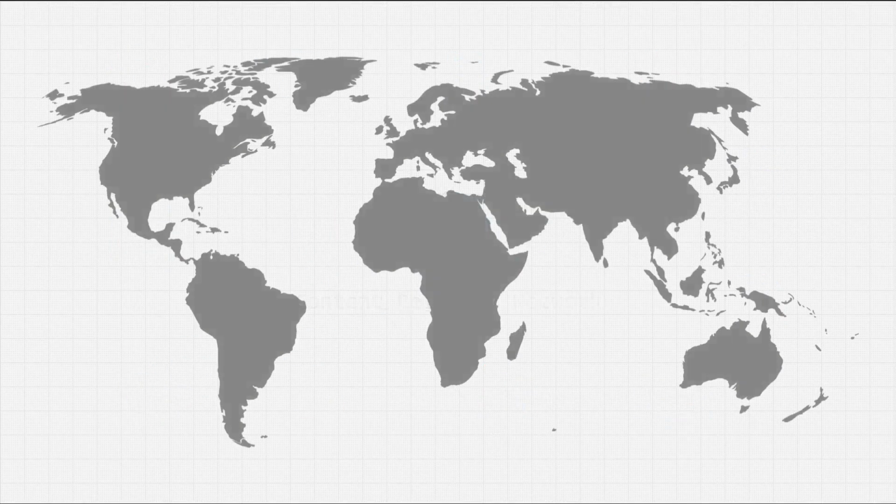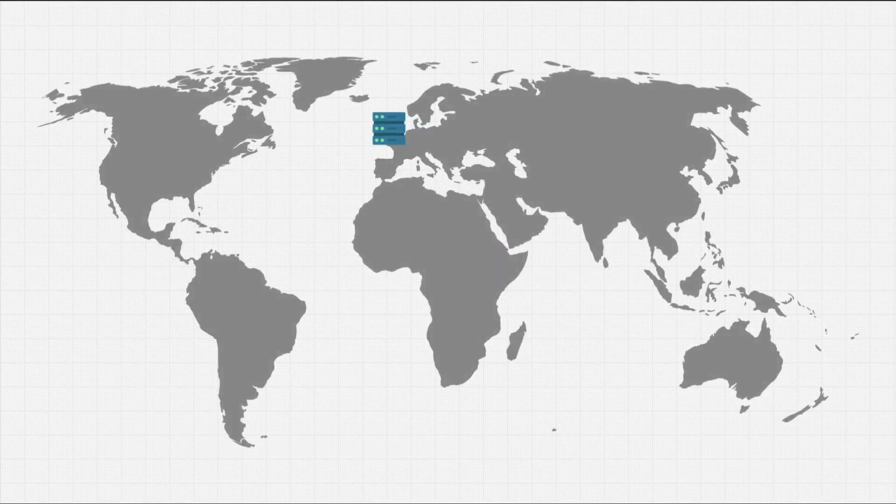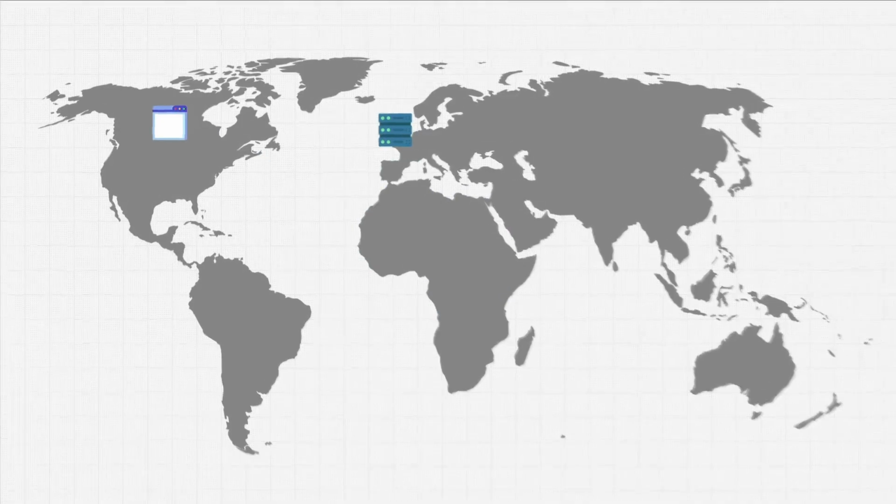Let's take a quick look at an example here. Let's say that we're looking at this world map here. And let's say that our origin server, which is where we host and we own the server that contains the most up-to-date files for our website, lives somewhere in Europe. Let's say England, for example, the UK. Now, let's say we have a user that wants to access our website, and they're somewhere in North America. Let's say they're somewhere in Canada.